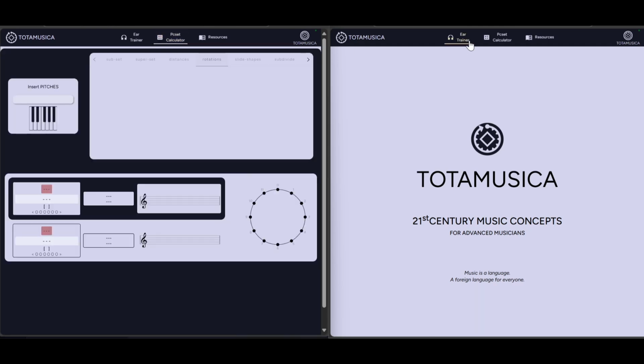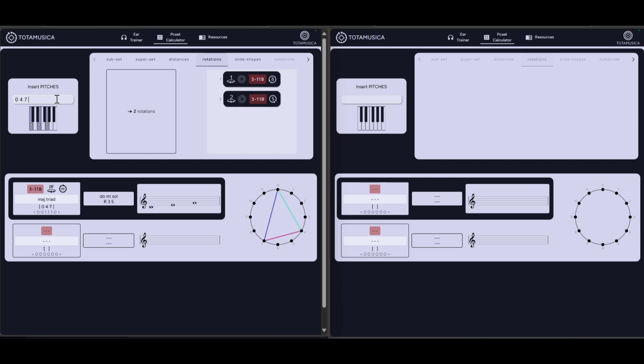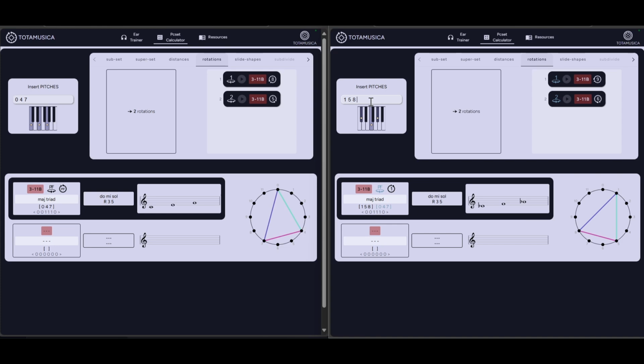Now, let's keep the C major triad displayed on the left side of the screen and input the D-flat major triad on the right side. Here, the outputs differ in something, shown by the use of blue highlights.